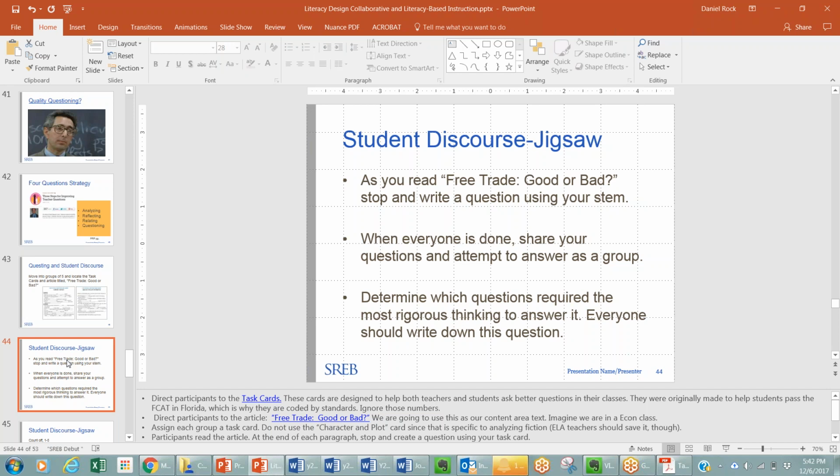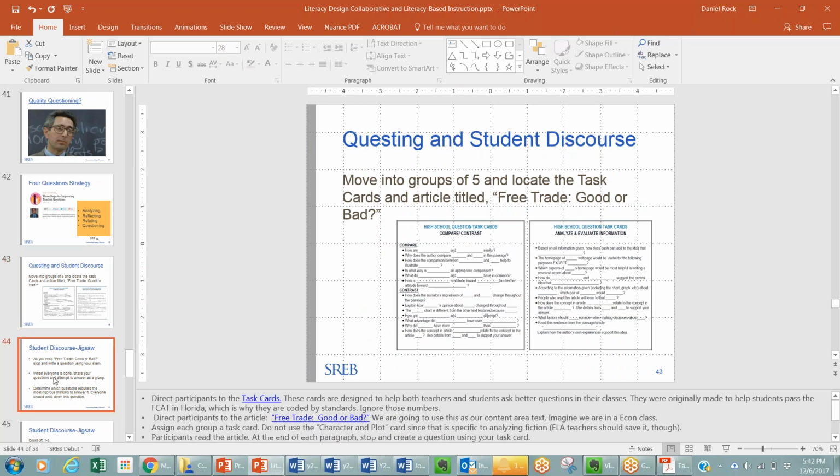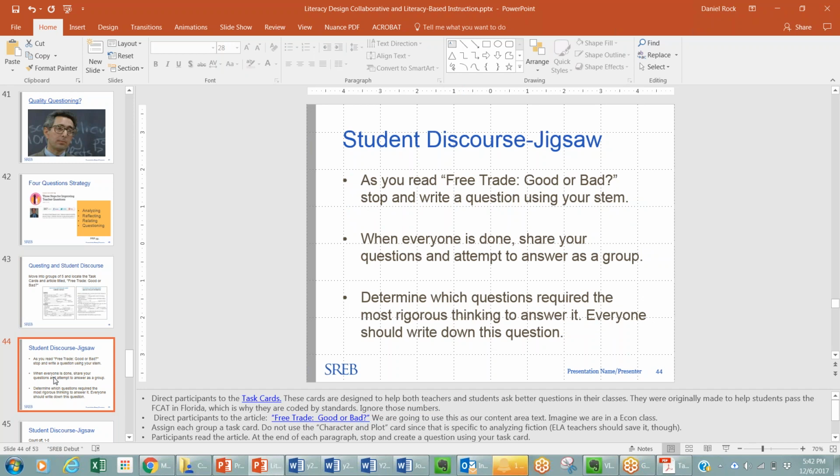each table is going to have its own question. So this table over here, McNair Middle School, you are compare and contrast task card. McAdoo High School, you are synthesized task card. So every table gets an individual task card. As they read individually, they will write questions using their card individually. When they finish reading, they share their questions and determine which one required the most rigorous thinking to answer it. And everyone writes down that question.